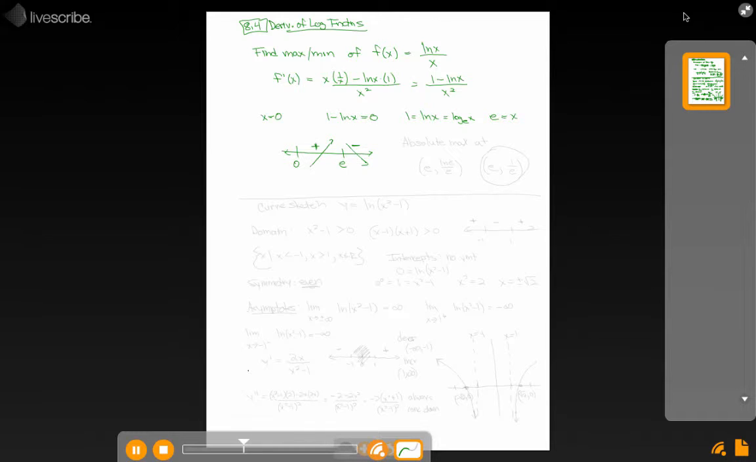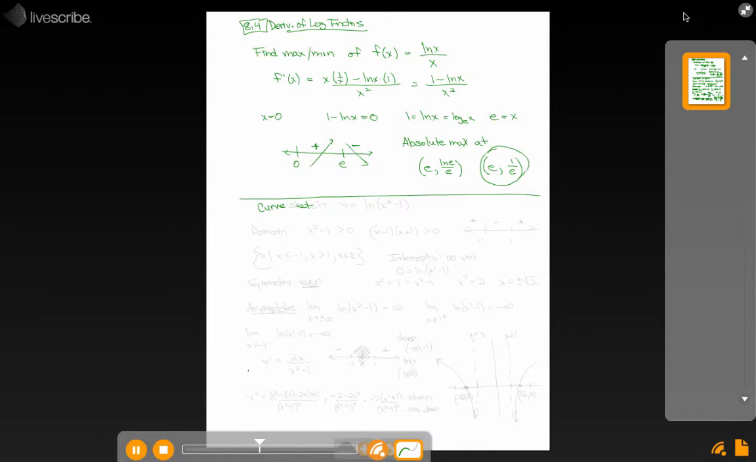So I definitely have a max. In fact, I have an absolute max at e comma something. Now to figure out what that something is, I just put e into the original function, and if I say ln e over e, that point is actually 1 over e, because ln e is just 1. So this would be the answer, and on your graph that would be the highest that this graph ever goes.